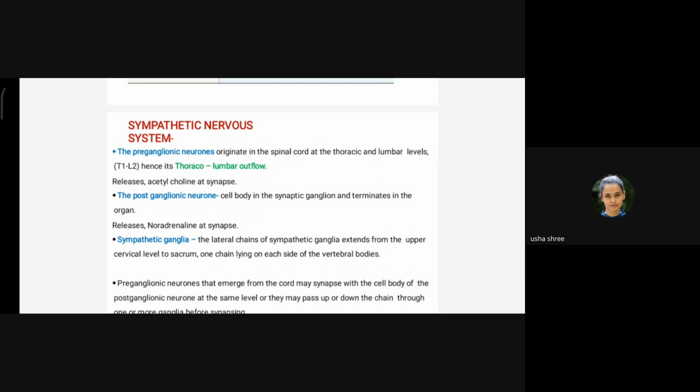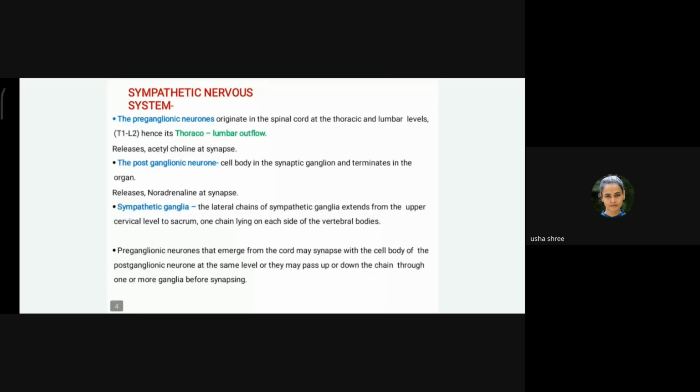Okay. So postganglionic neuron has its cell body in the sympathetic ganglion and terminates in the organ. Okay, it means the postganglionic neuron is terminating in the organ. It is already understood by the terminology only. When information from the central nervous system is going through the preganglionic neuron, after the ganglion, the postganglionic neuron reaches that information to the target site, the gland or the organ, right?